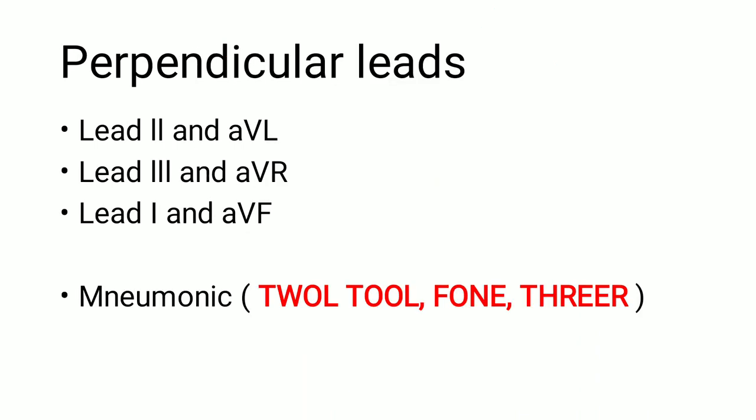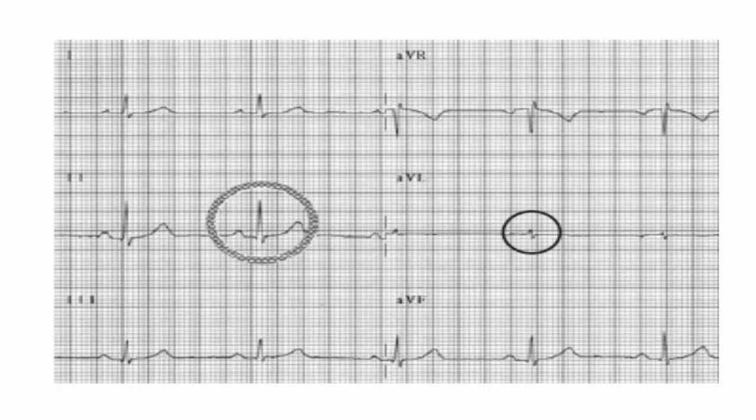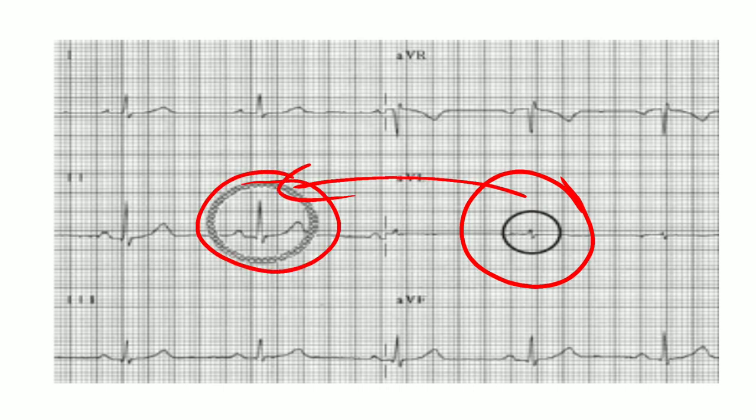Suppose in this ECG you can see that the equiphasic complex is in AVL. We know that for AVL the exactly perpendicular lead is lead 2. So look at lead 2. Lead 2 shows the maximum positivity. So in this ECG the equiphasic complex is in lead AVL and the perpendicular lead shows maximum positivity.